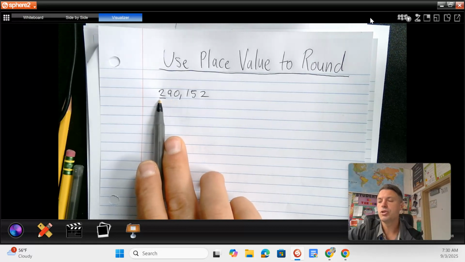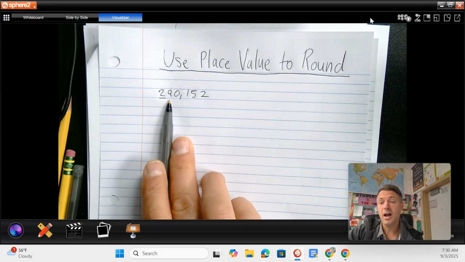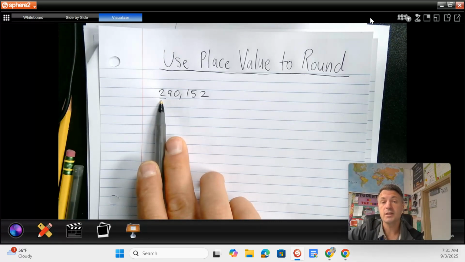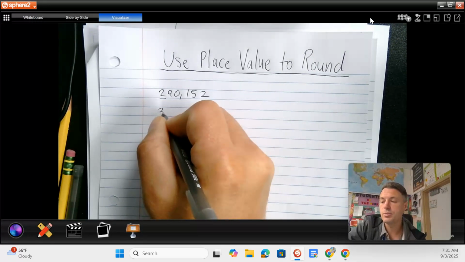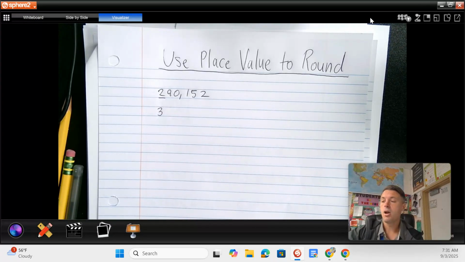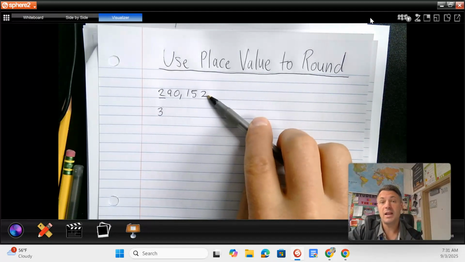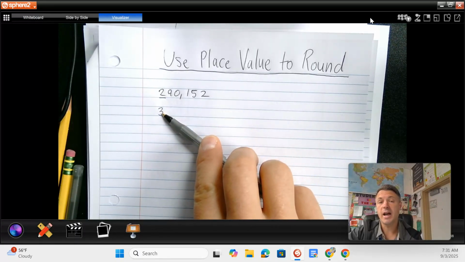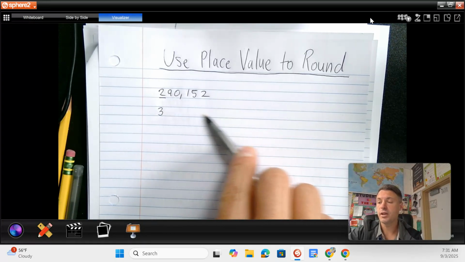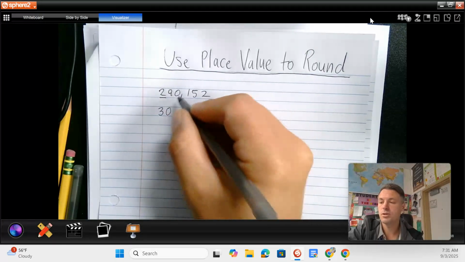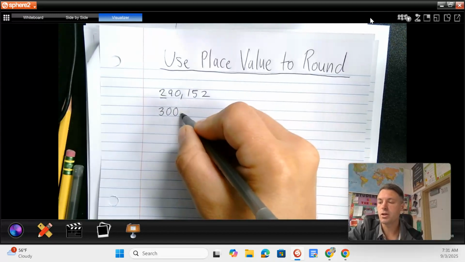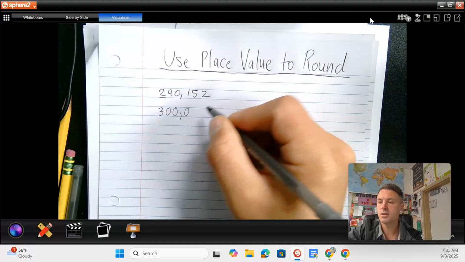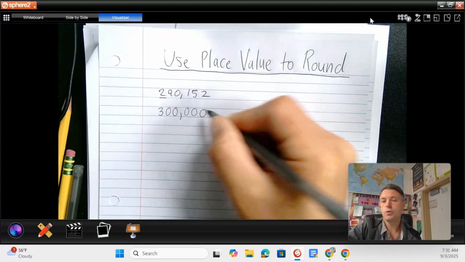What does that mean? Well, the 2 asks the 9 for a raise. Since 9 is 5 or more, so if it's a 5, 6, 7, 8, or 9, we up the score. That means 2 does get a raise. So the 2 rounds up to 3. We're going to write the rounded number, the estimate number, right under the exact number. So the 2 rounds up to a 3. And then after we round that digit up, everything else to the right becomes a 0. So the 9 becomes a 0, the 0 already is a 0, the comma stays in the same spot, the 1 becomes a 0, the 5 becomes a 0, and the 2 becomes a 0.